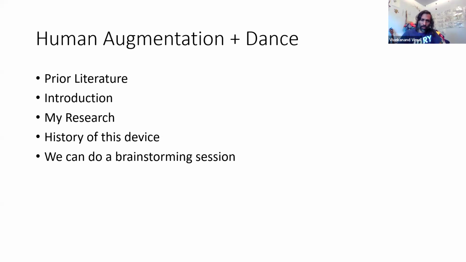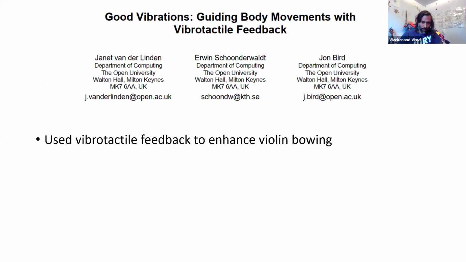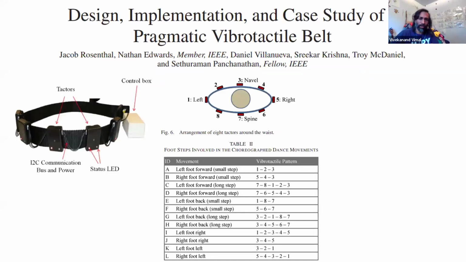So in terms of prior literature, what other people have done, there was one interesting paper that looked at giving vibrotactile feedback. Vibrotactile is just putting little vibrators on the skin to help in guiding body movements. In this particular example, they're looking at violin bowing. So not specifically dance, but an interesting concept: you take a particular movement and refine it by getting vibrational information. I think they had a master player do some sort of movement, and then they tried to use that to guide a student's arm.